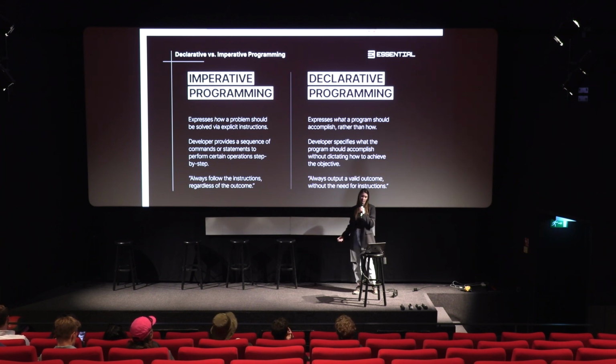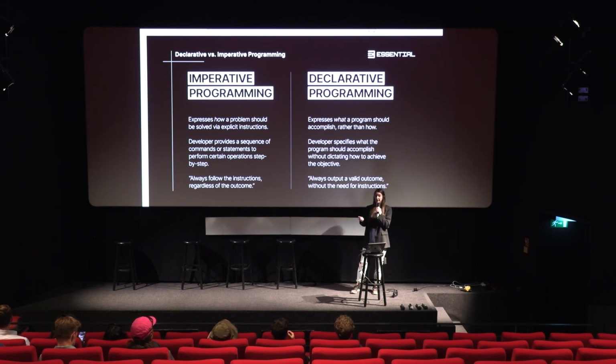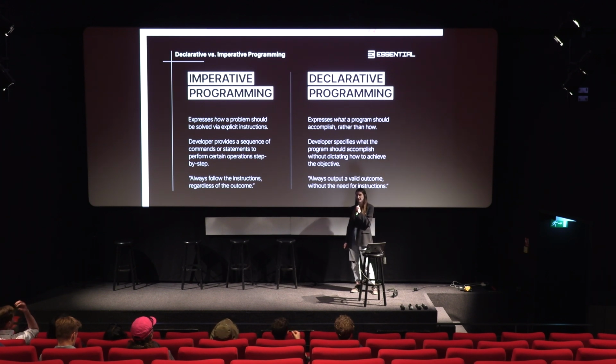On the other hand, declarative programs express what a program should accomplish as opposed to how. So developers specify a specific desired outcome without actually dictating how the outcome should be achieved. So it prioritizes the outcome itself over the instructions. And examples of these kinds of languages include SQL and Haskell, and obviously our new declarative programming language, Pint.